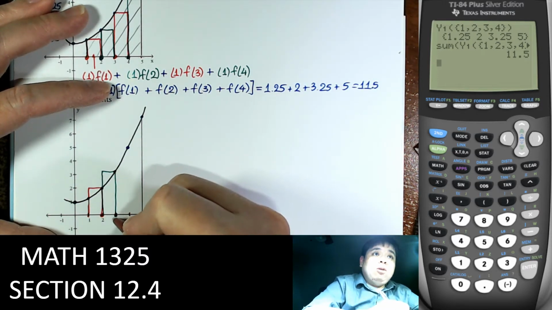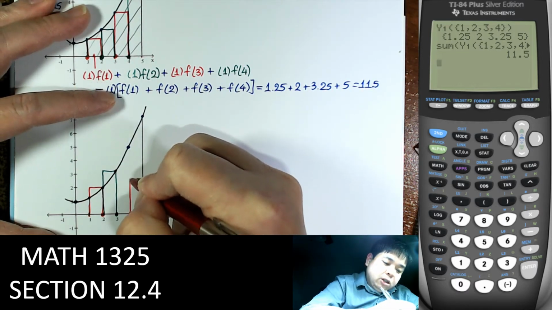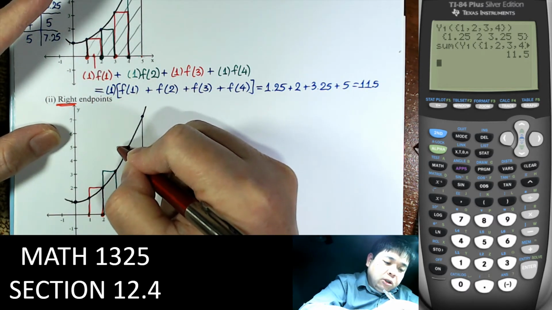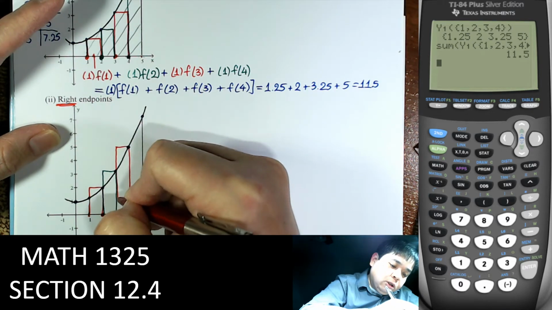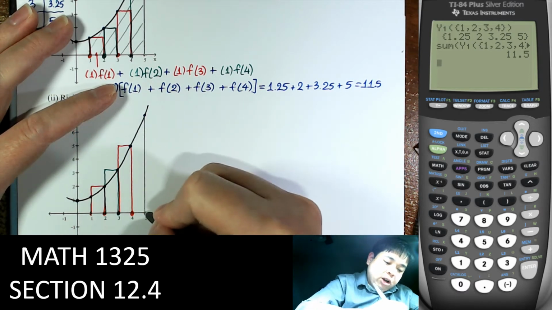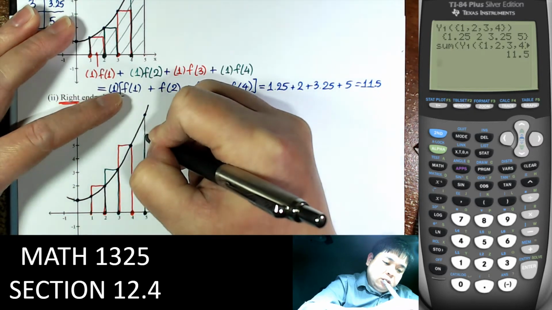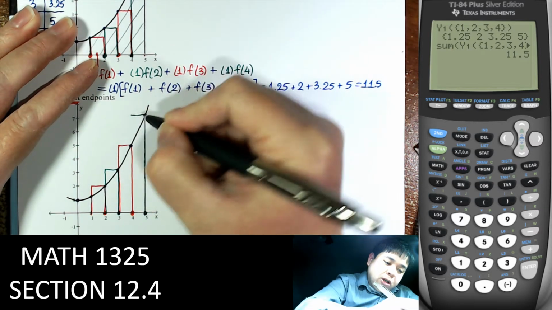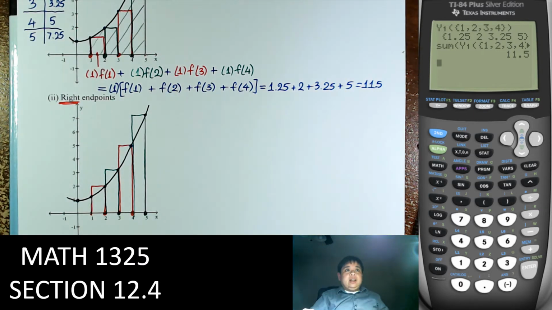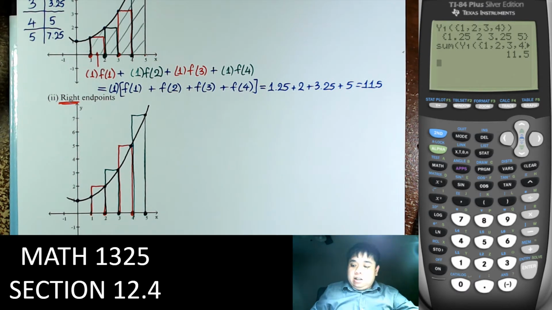And then the next interval from 3 to 4, we use the right endpoint of that, draw the height. And the last interval from 4 to 5, use the right endpoint, make the height, and have the rectangle. Okay. So we add the area of all those 4 rectangles. We have the area under the curve.